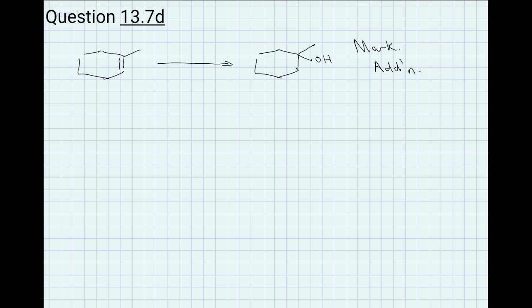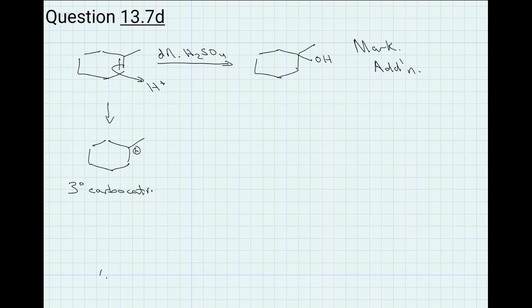For Markovnikov addition across a double bond, we talked about using dilute sulfuric acid, or using oxymercuration-demercuration. Well, in this case, what would happen if we used dilute sulfuric acid? We're going to have some H plus floating around in our system. And if our alkene reacts with that H plus, what kind of carbocation are we going to generate? We're going to generate a tertiary carbocation.